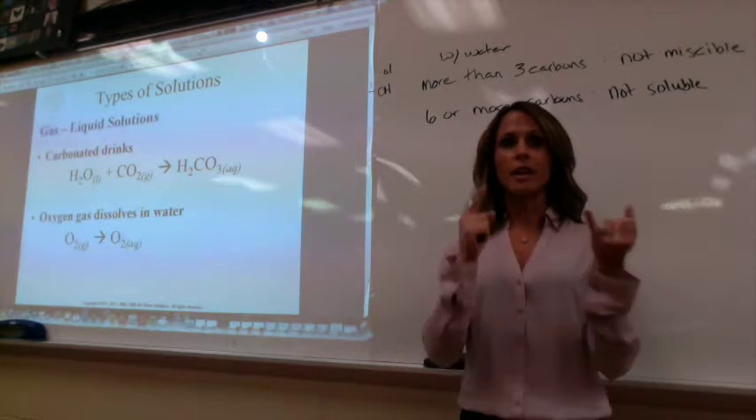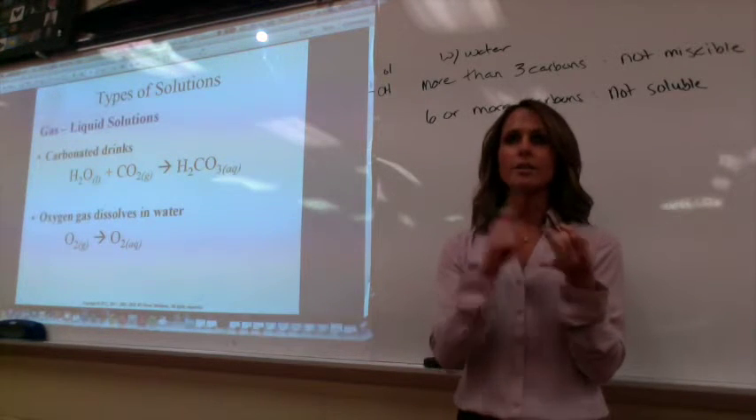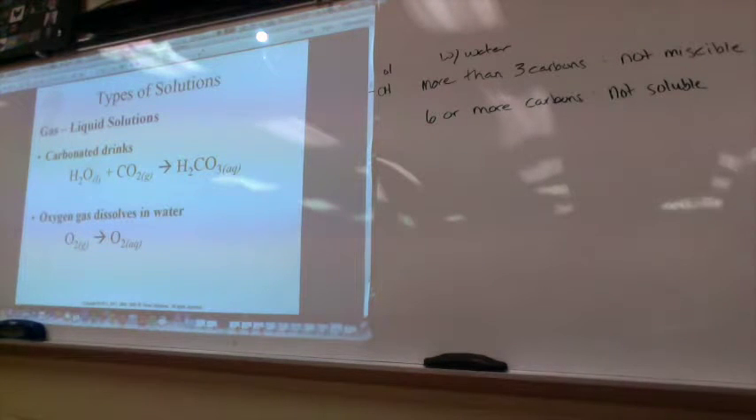So remember what I just said. Identify the substance and what types of forces it has. Is it polar or nonpolar? Identify the other substance. Is it polar or nonpolar? And then determine what kind of forces cause it to be miscible.